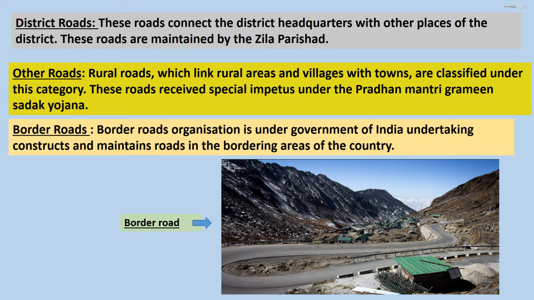Border roads. Border roads organization is under Government of India, undertaking construction and maintains roads in the bordering area of the country. In the given figure you can see the image of border road. This organization was established in 1960 for the development of the roads of strategic importance in the northern and northeastern border areas. These roads have improved accessibility in areas of different terrain and have helped in the economic development of these areas.